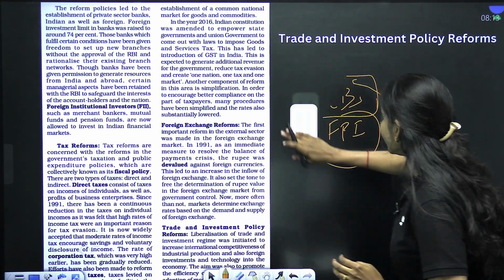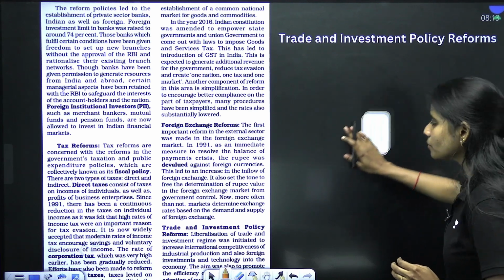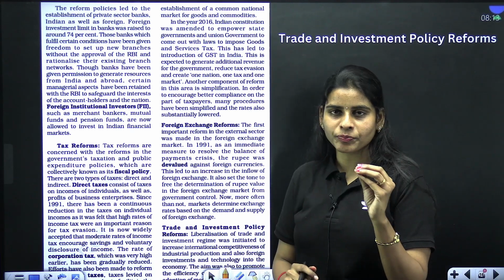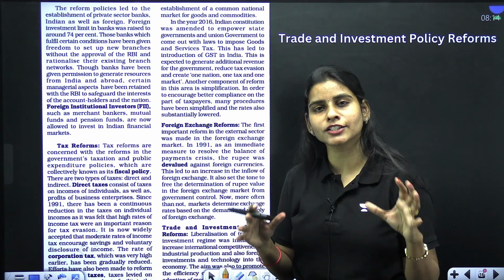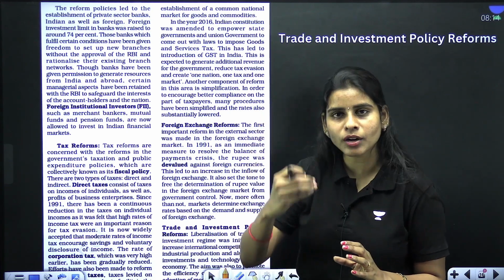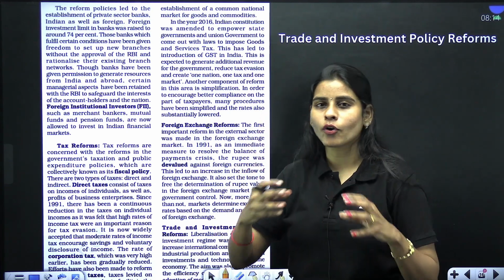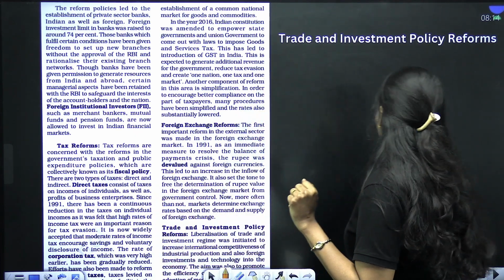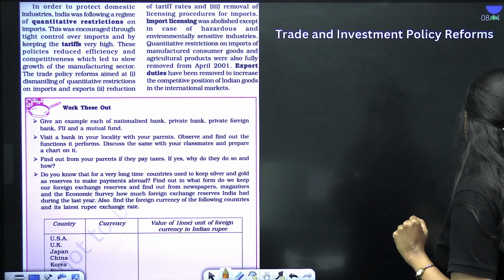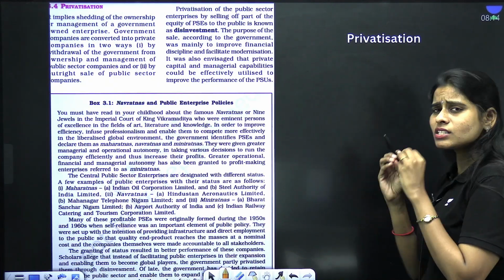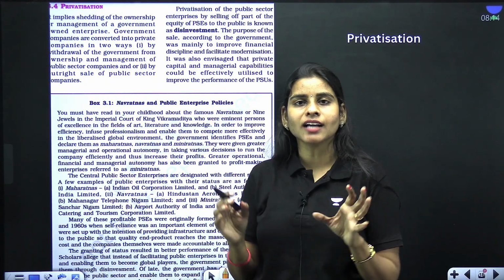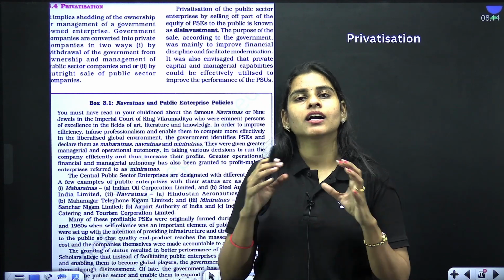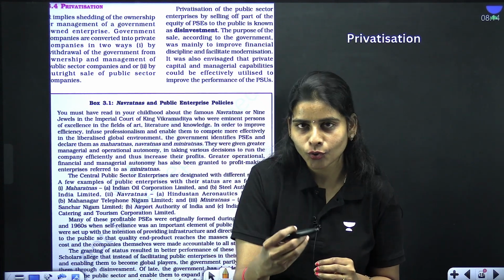So this is all about the liberalization measures we took so far. Liberalization across all sectors of the economy, starting from industry to tax reforms to forex reforms to trade and investment policy. Done. Now let's go to the privatization segment. Clear? So what is basically privatization? That is making a company come under the control of private players.